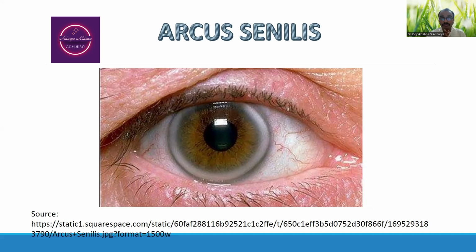So the take-home messages from today's discussion are: the eye is a very important organ for communication. It is an important organ for general examination too. For each and every part of the eye, we can analyze and predict the possible changes happening inside the body.